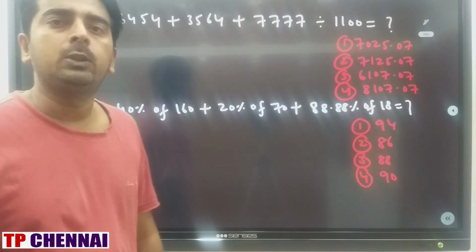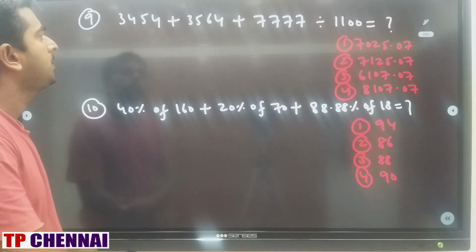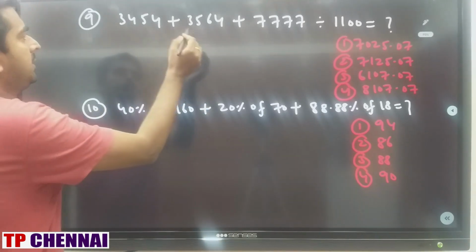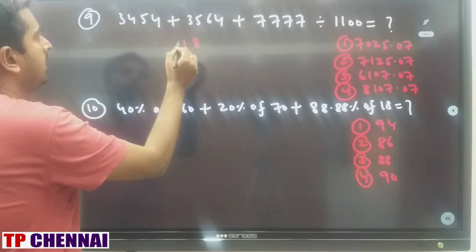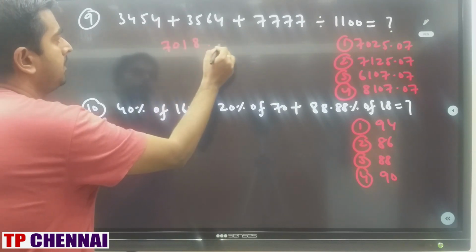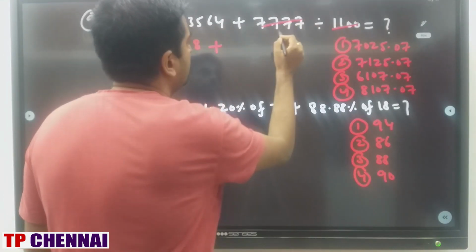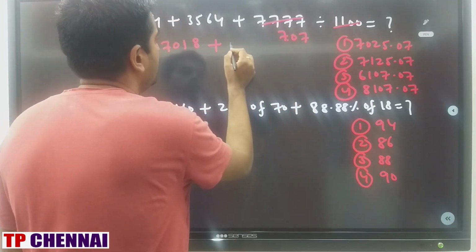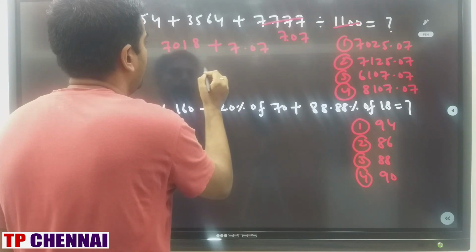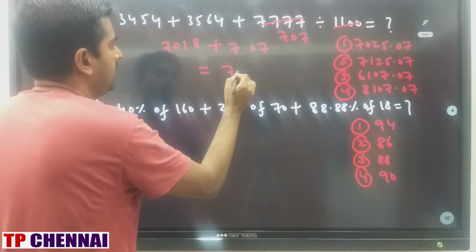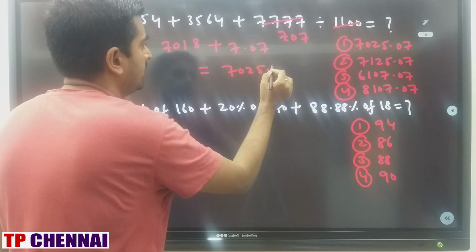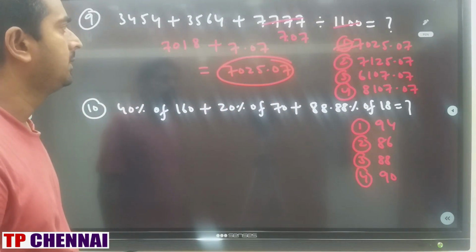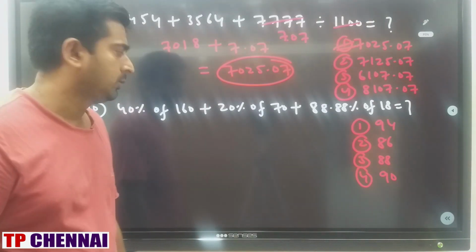So I hope you are clear with the 8th one. Now we will see the 9th one. 3454 plus 3564 plus 7777 divided by 1100. Add these values. This is 8, 11, 10, 7018 plus. This is how many times? 7.07. 702.07. That is the first option. Right? That is the first option. Now we will see the 10th one.